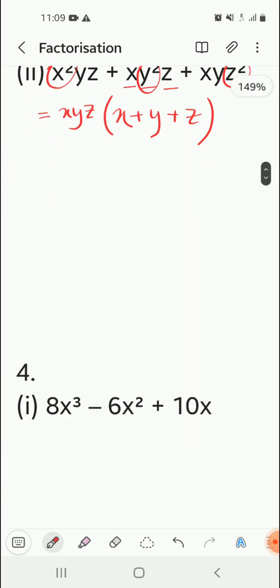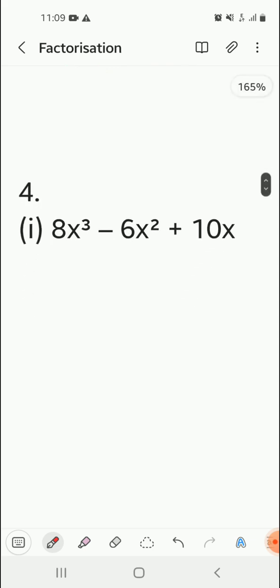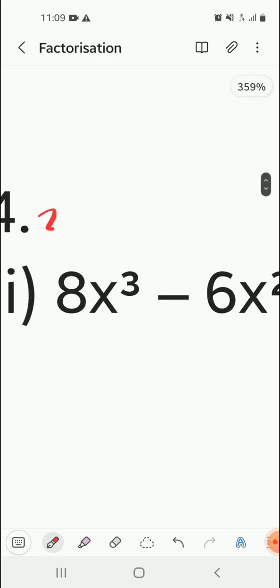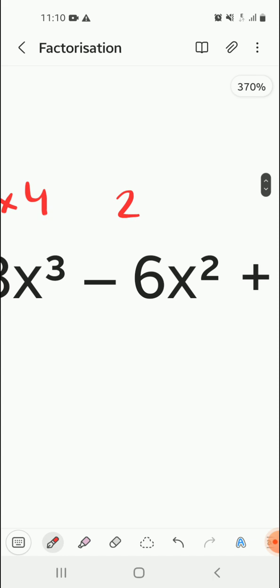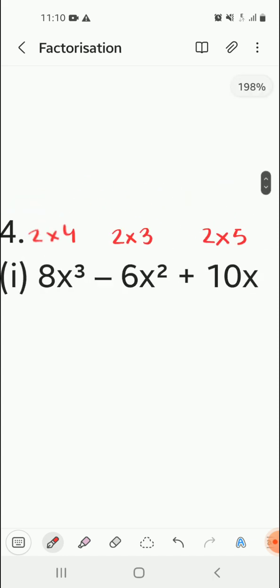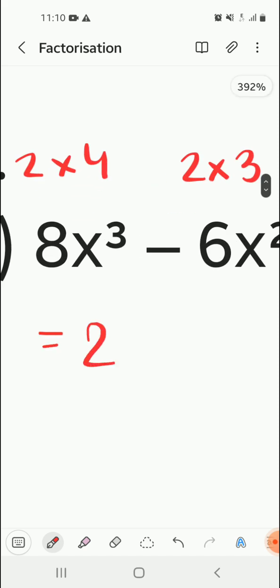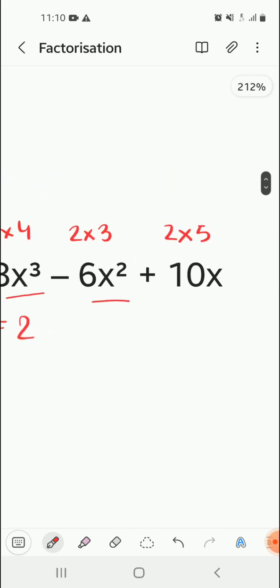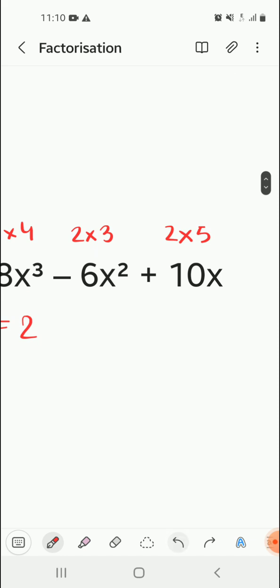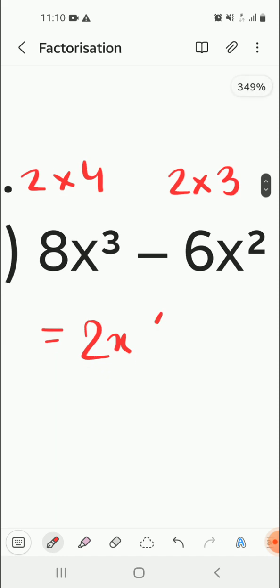Moving on, next question, number 4. 8x cube, same way. Over here we've got a number 8, 6 and 10. So we're going to write the factors of these. We can write 8 as 2 into 4, 6 as 2 into 3, and this 10 as 2 into 5. So you can see in all these cases 2 is common in all the terms. So we are going to write 2. This is the HCF. Over here there is x cube, x square and x, which means minimum x is there in all the parts of the expression. So we are going to write x.